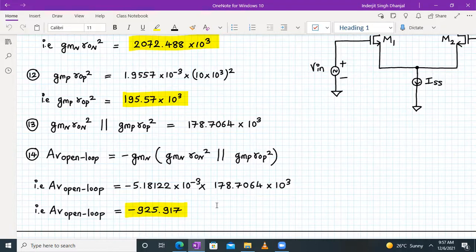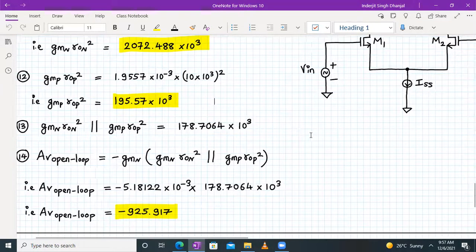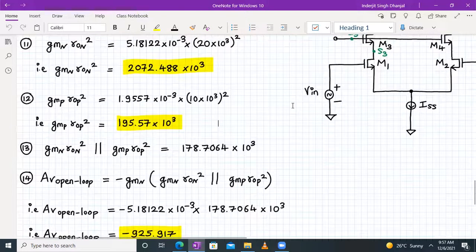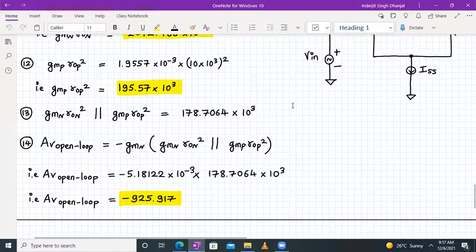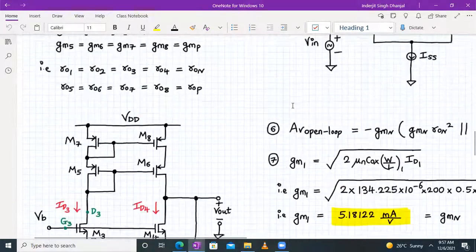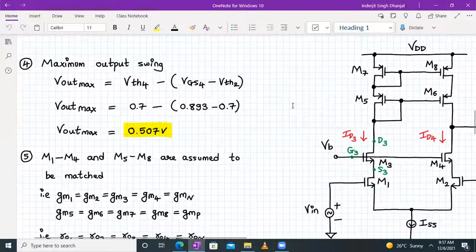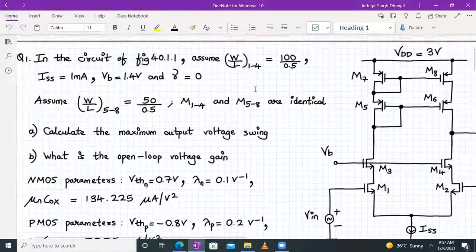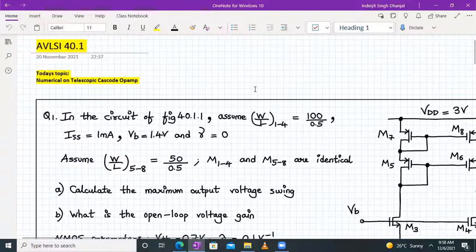If you get any different answer than this, please let me know in the comment section. So we have calculated the open loop gain, which is coming out to be approximately minus 926, and we got the output voltage swing as 0.507. So we have completed this numerical now, and we have come to the end of this session.